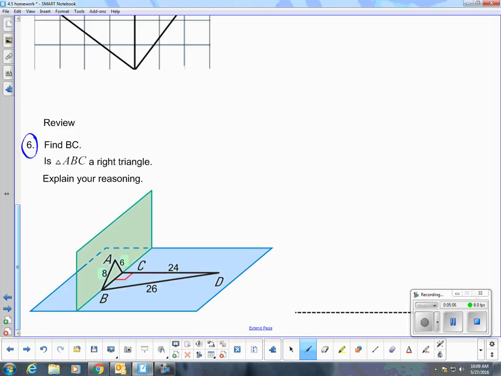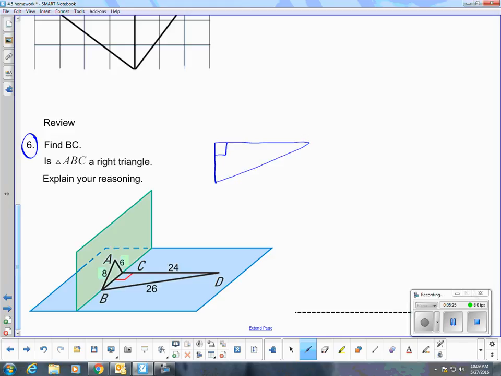And what we notice is that there are two triangles. There's a triangle on the blue plane, and there's a triangle on the green plane. The triangle on the blue plane is a right triangle. So I'm going to redraw that right triangle over here on the right, and it looks something like this.